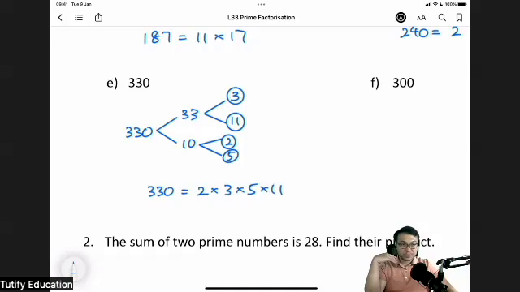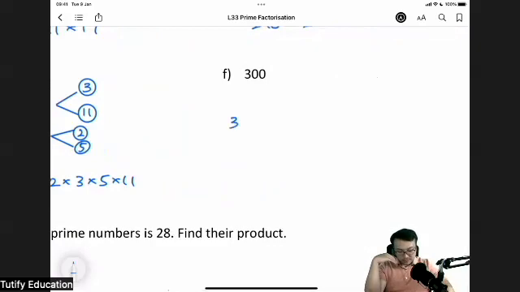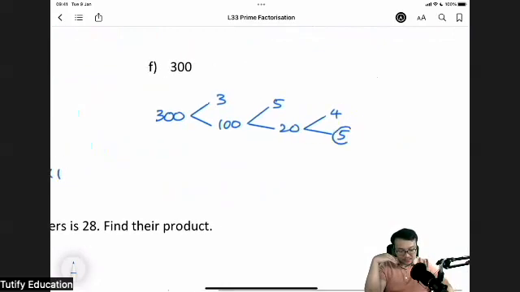Good job. Now let me ask Kate, can you try the last one? 300. 300 equals 3 times 100. 100 equals 5 times 20. 20 equals 5 times 4. That was fast, eh? And that's all, right? We circle all the numbers. Is that correct?